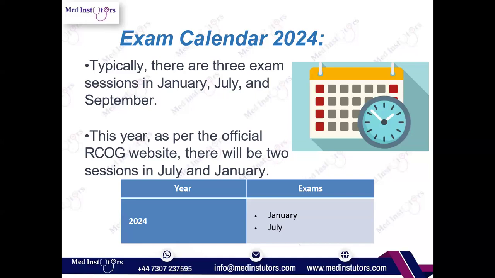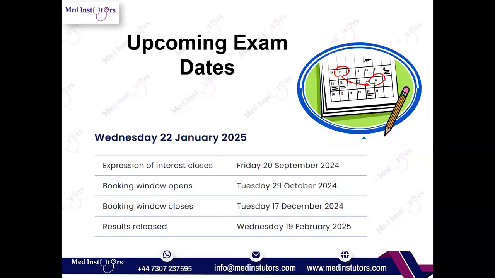Now the exam calendar. Usually there are 3 sessions, that is January, July, and September. However, for this year, there was January and July, and the next upcoming exam for part 2 would be the 22nd of January 2025. Now, the way you have to book it is also important. When you pass, obviously, all of you will have passed the part 1 because that is the basic eligibility for giving part 2.